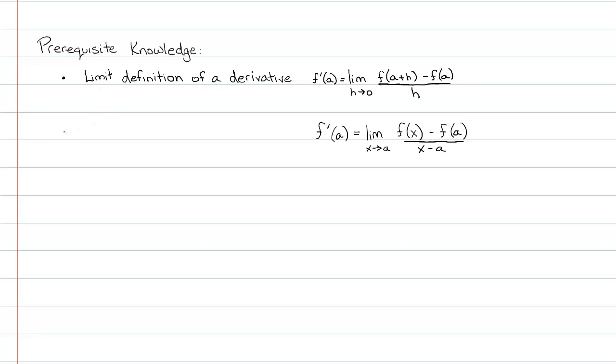The other piece of information in our prerequisite knowledge base is the idea of continuity. Specifically, a function is continuous at a point A if its limit as x approaches A is actually equal to the function value evaluated at A. So not only do the left and right hand limits exist and meet up, but they also actually equal what the function is at A. That's what continuity is. We're going to use both of these pieces of knowledge in this proof. So let's go ahead and start the proof.